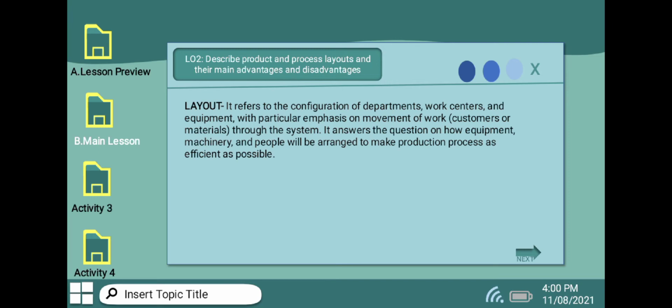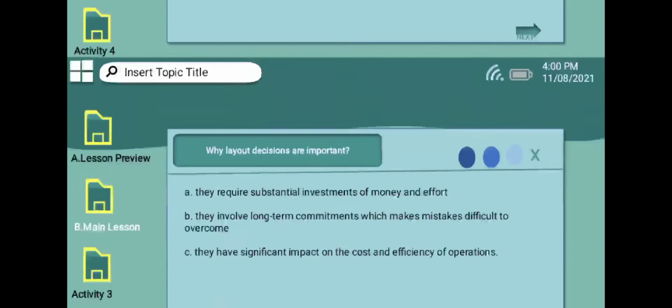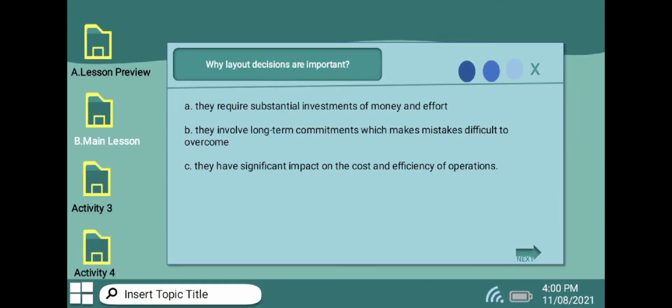Okay. I'm going to answer why layout decisions are important. A. They require substantial investment of money and effort. Alam naman natin na this is an amount sufficient to ensure the investor's financial commitment to the successful operation.